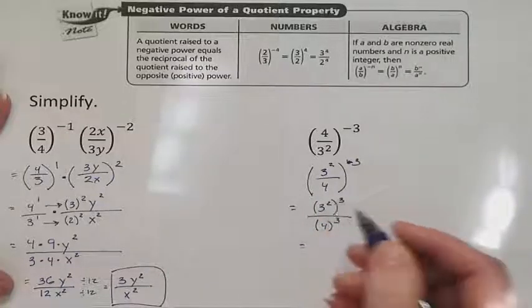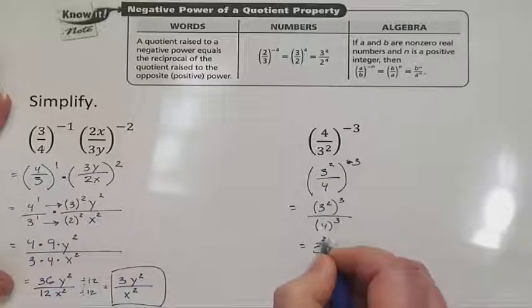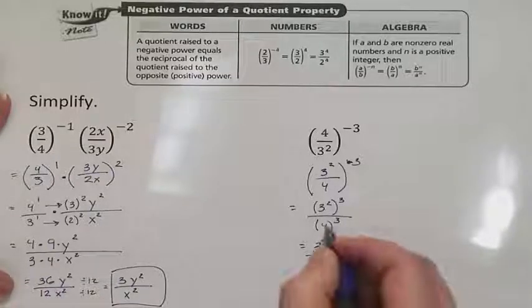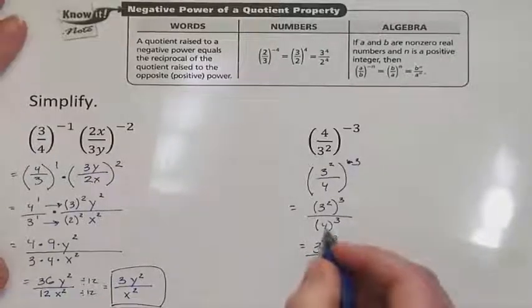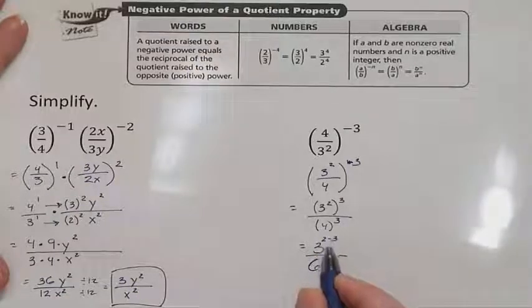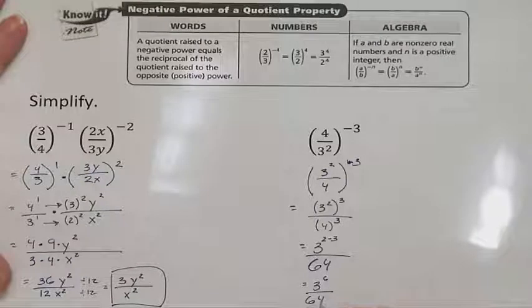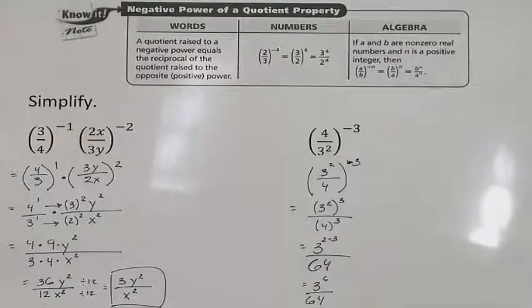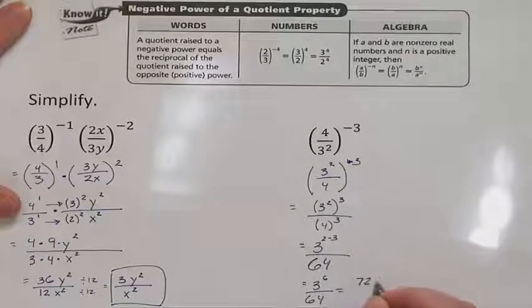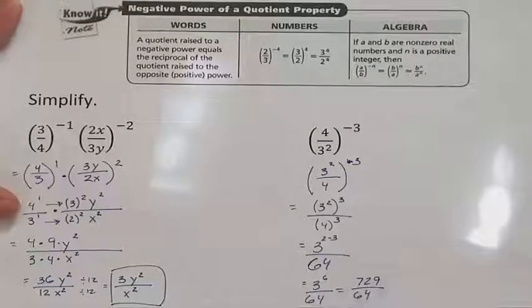If they're close enough like that, you're supposed to multiply. So this is 3 to the, whatever 2 times 3 is. What is 4 to the third power? 4 to the third power is 64. So look at the top. I actually have 3 to the 6th power all over 64. Finish simplifying. What is 3 to the 6th power? 3 to the 6th power is 729 all over 64.